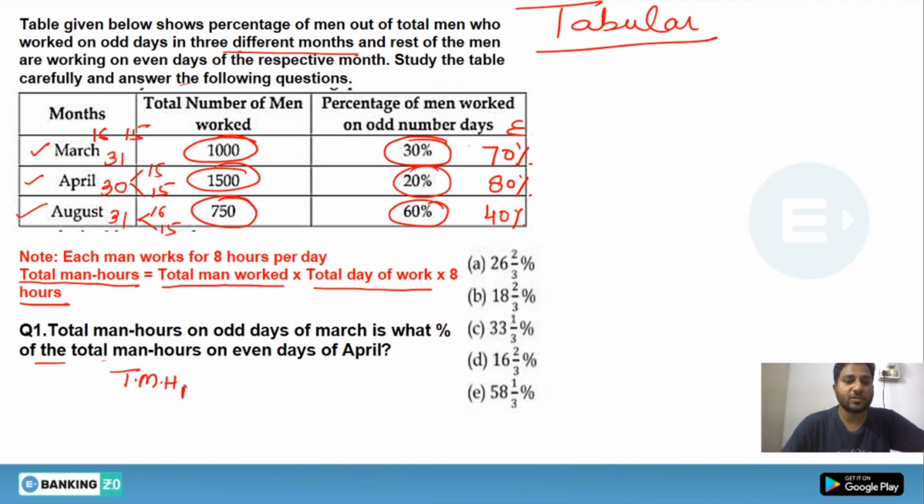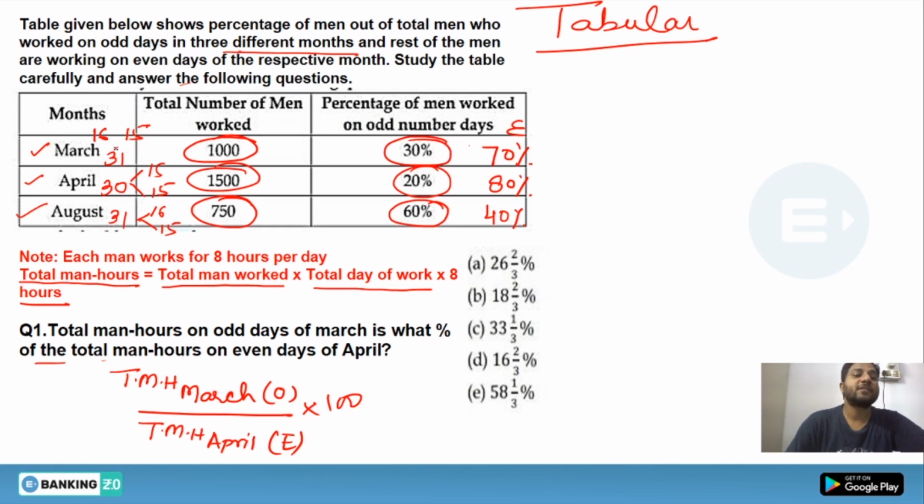Look at this. Total man hours of March on odd days is what percent of the total man hours on even days of April? So you'll have to do this. What we can do is, as you know, in March, odd days were 16. Now what we can do?